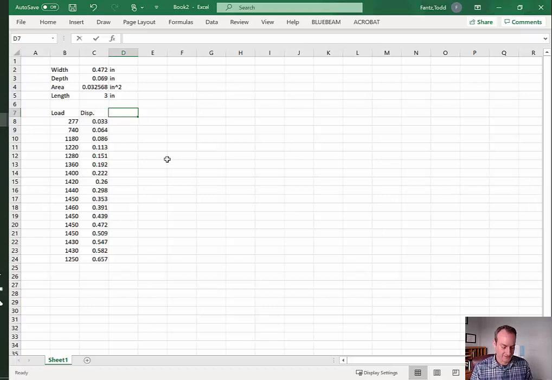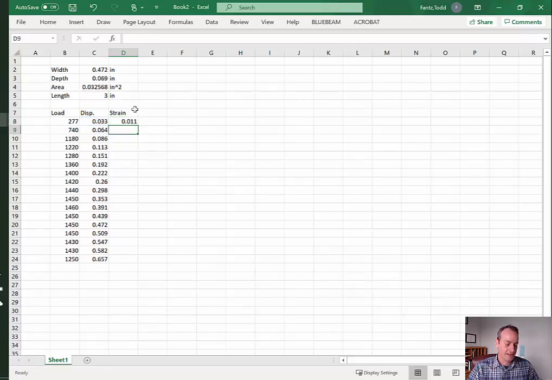And just because Excel's a little finicky, it's actually a little easier to do strain first. We said strain is the change in length over the initial length. Well, that's equal. So once again, we have that little equal sign to make this an equation. And I'm going to take the change in length, which is the displacement, and I'm going to divide by the original length, that 3.